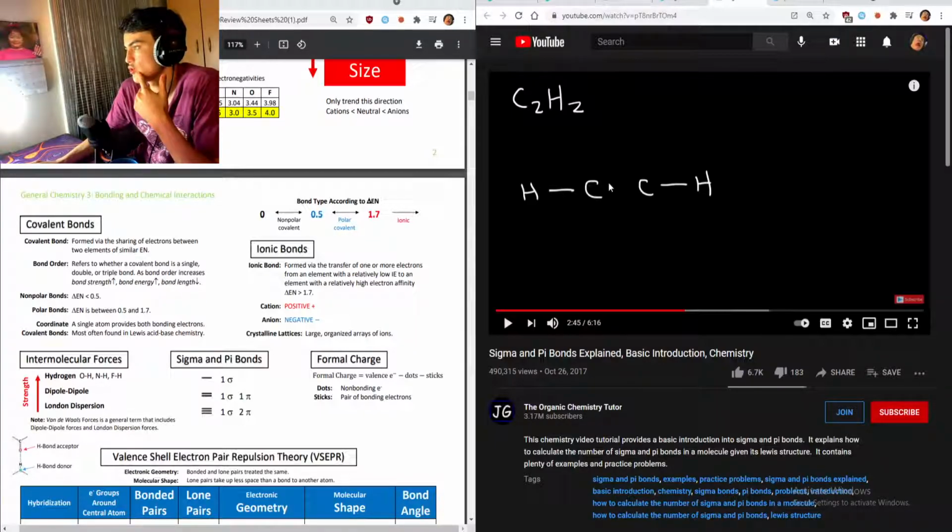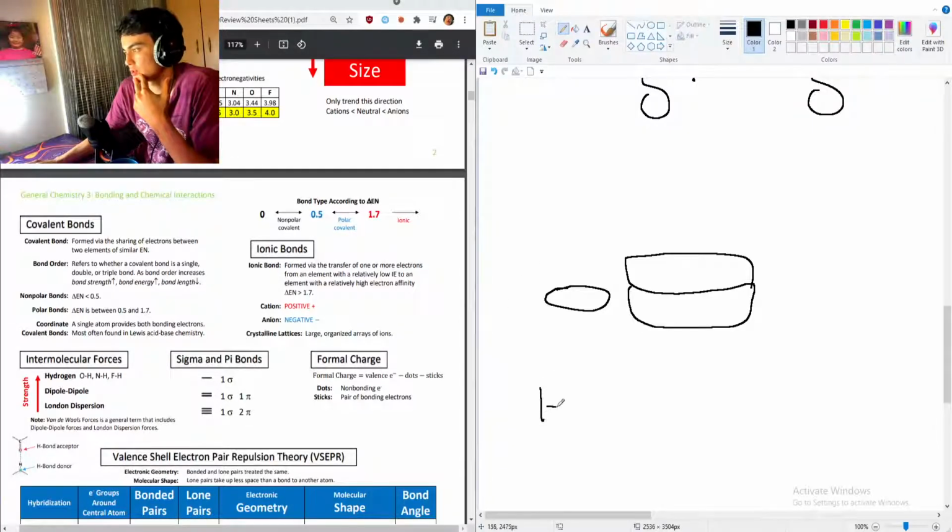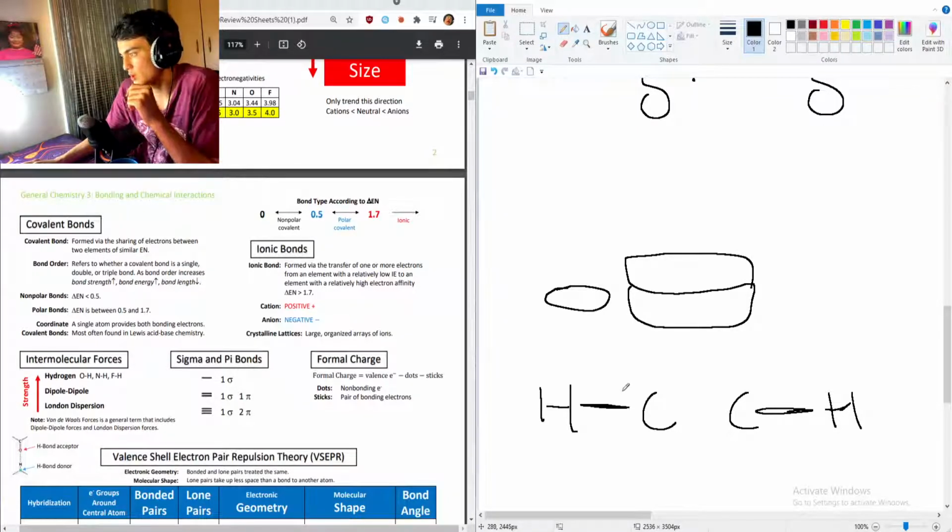So 1, 2, 1, 2, 1, 2, 1, 2. So 3 triple bonds. So like this. H, C, C, H. This only has 2. It can only have 2. Hydrogen can only have 2. It can't have 8. It only has one electron. So it just needs 1 electron from the carbon.